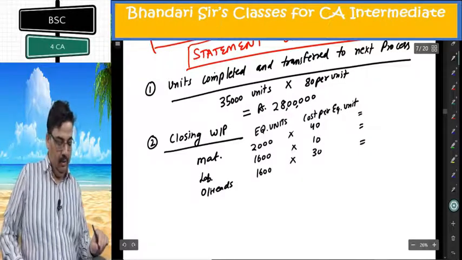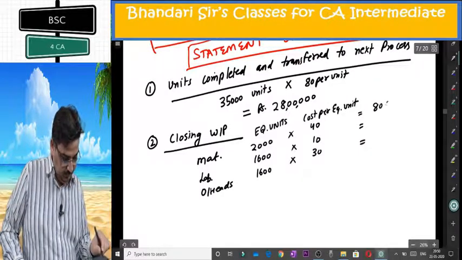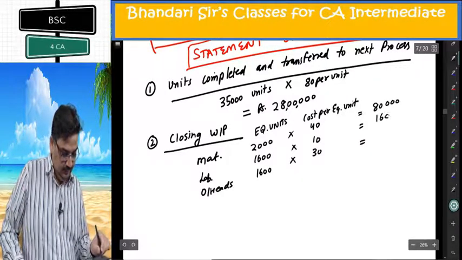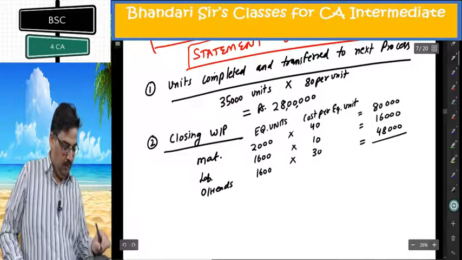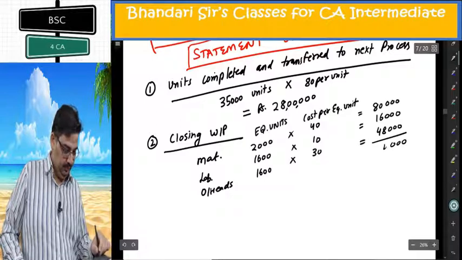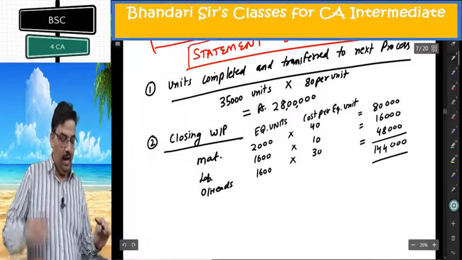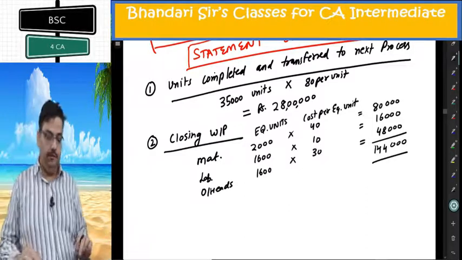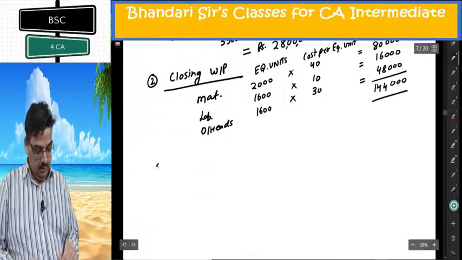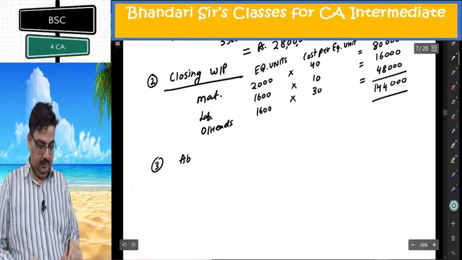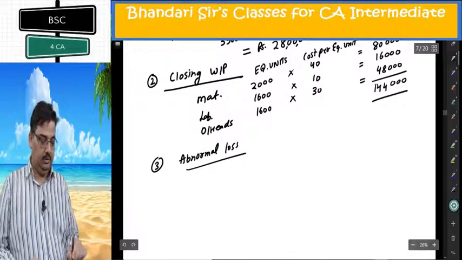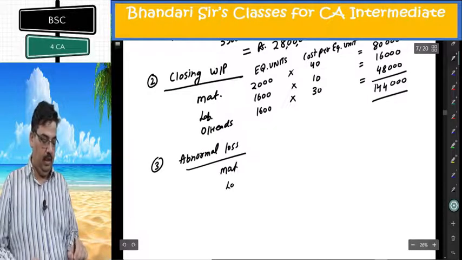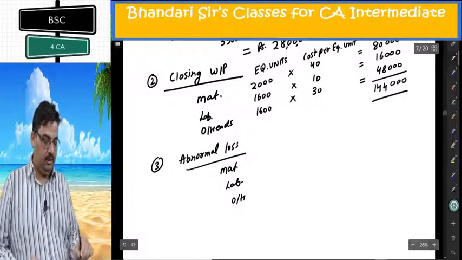Multiply and add, you will get the ultimate. 80,000, 16,000, 48,000. 1,44,000 is the valuation of closing WIP. Number 3, abnormal loss. Same way, material, labor, overheads.